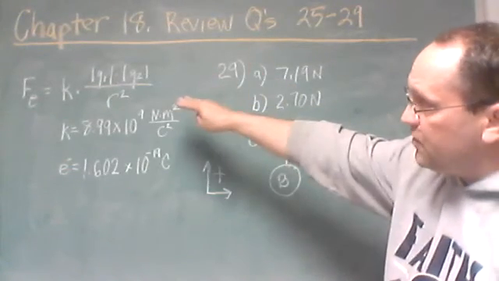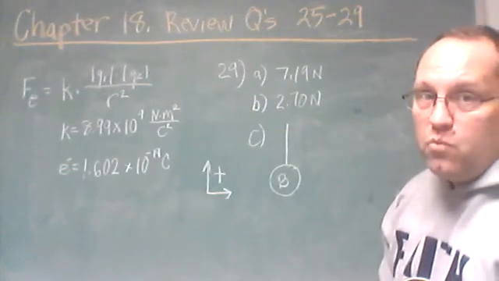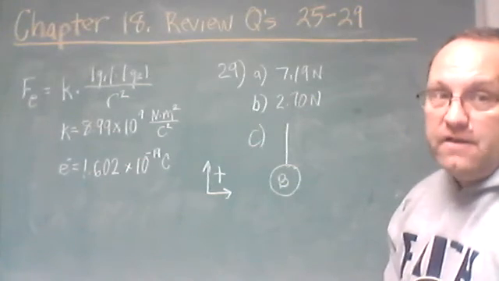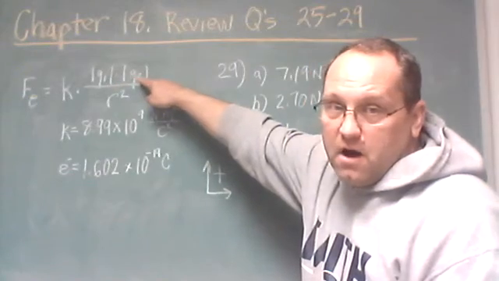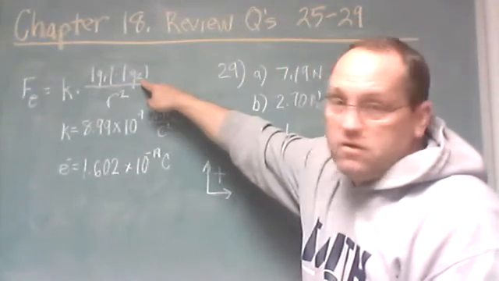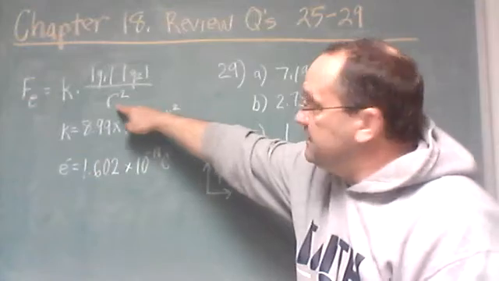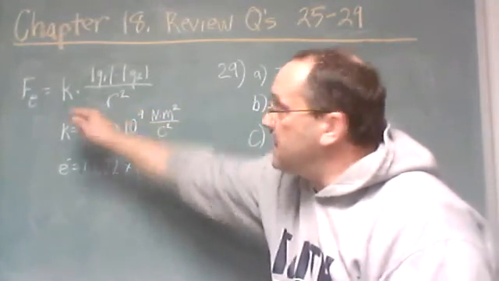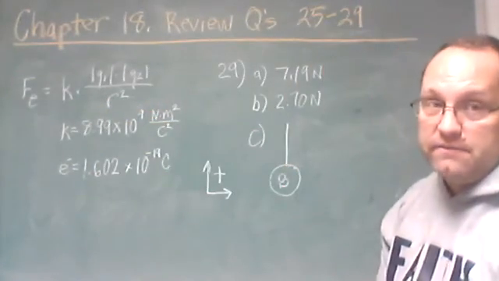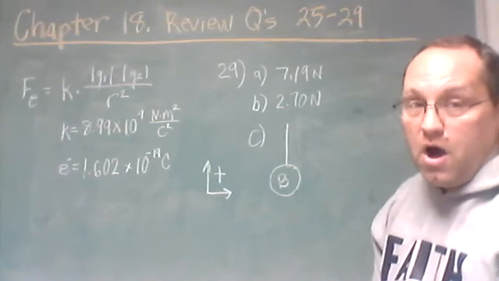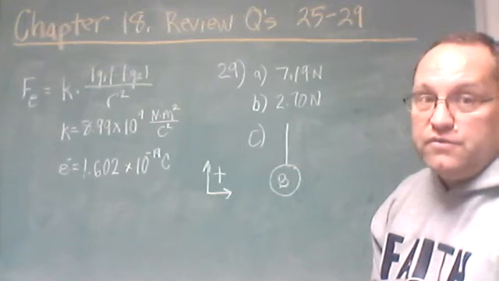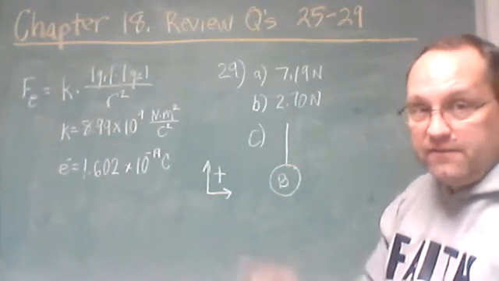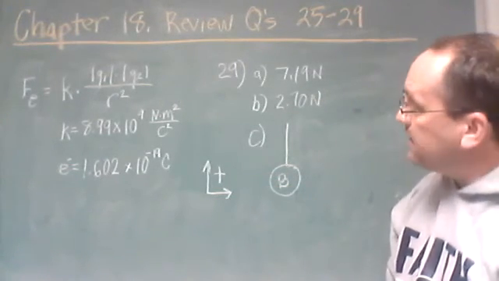Now, Coulomb's equation will always give us a positive value because the charges are the absolute value of the charges. Distance is always going to be positive. The constant is always going to be positive. So it's always going to give us a positive value. It will not give us the direction of that force. We have to intuitively recognize what's going on.